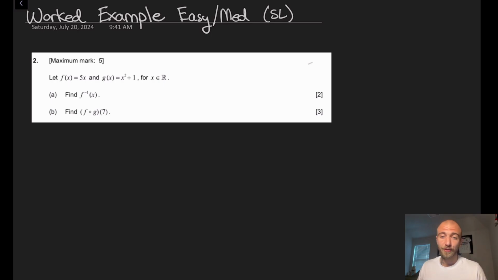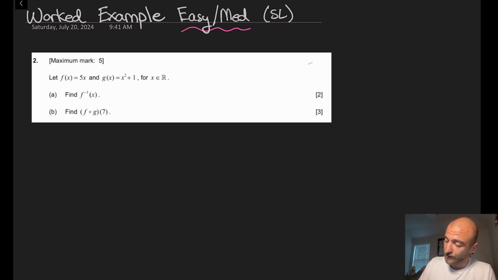All right, let's do a few practice problems together. This is taken from an old IBSL exam. I rank it as an easy to medium kind of style question. Doesn't mean that we can't practice it though, and doesn't mean that it's not applicable for you HL students out there. It's all good practice.